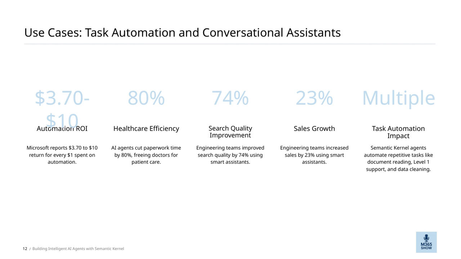And when we look at the return on investment, Microsoft reports that for every dollar spent on automation, organizations are seeing between $3.70 and $10 in value. This highlights not only the efficiency gains, but also the substantial financial benefits of adopting these AI-driven solutions. Overall, these use cases demonstrate how Semantic Kernel-powered agents are transforming industries by boosting productivity, improving quality, and delivering impressive ROI, all aligned with our broader goal of building smarter, more efficient AI systems.